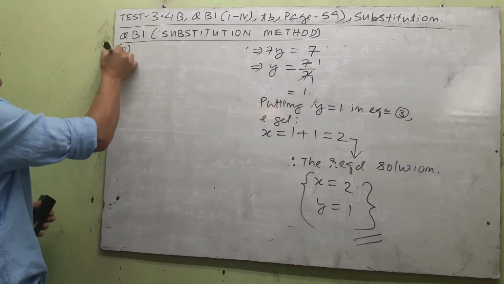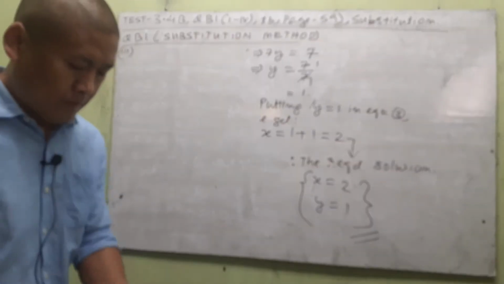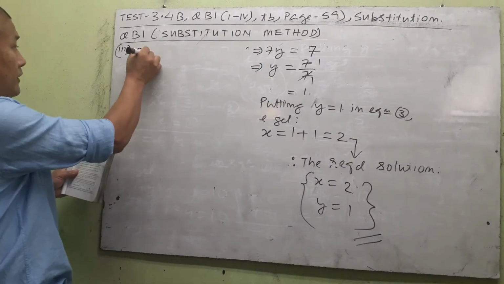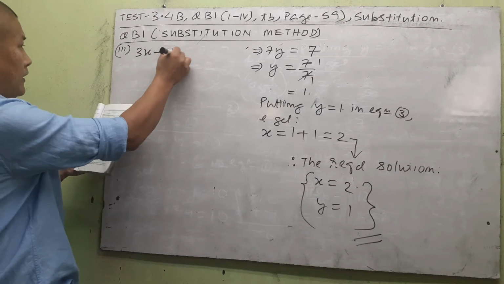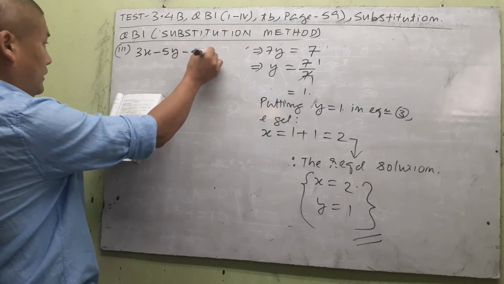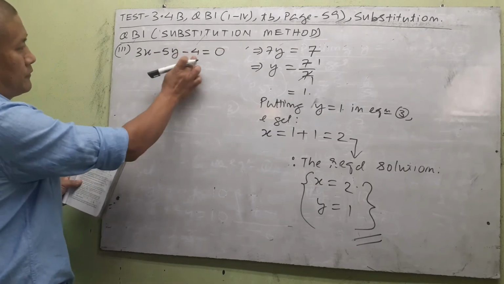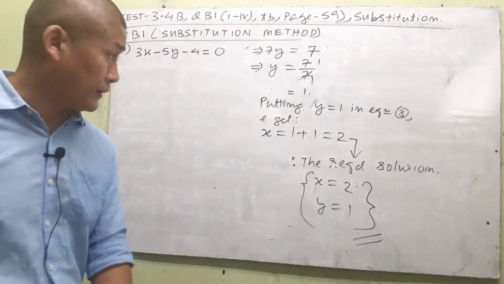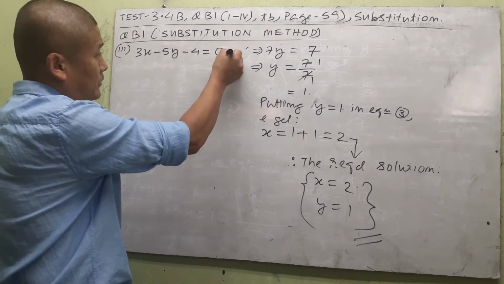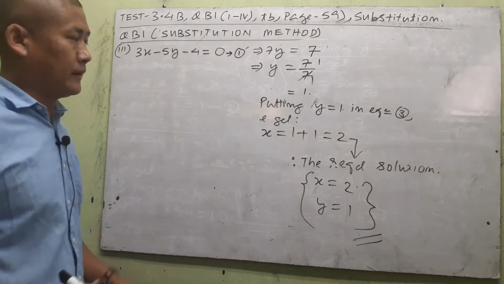Okay, so the third one. Here, 3x minus 5y minus 4 is equal to 0. 3, 5, and 4 have no common factor, so we can't make it simpler than that. Now in the substitution method, just keep it like that.